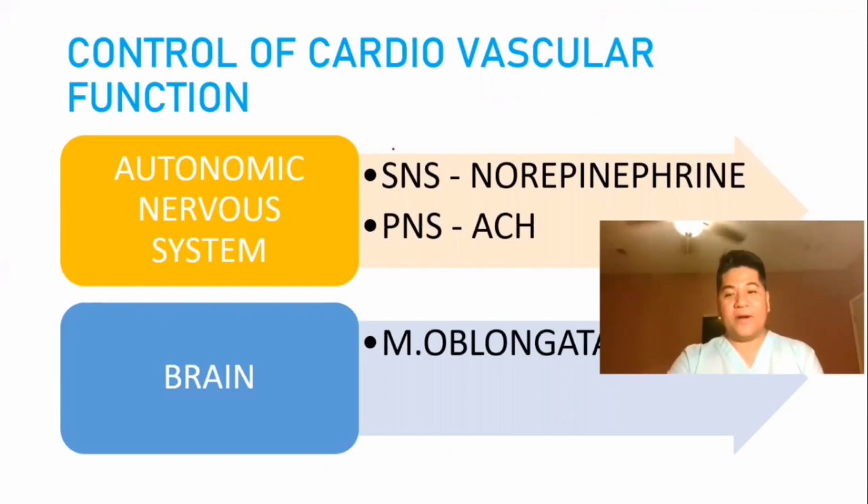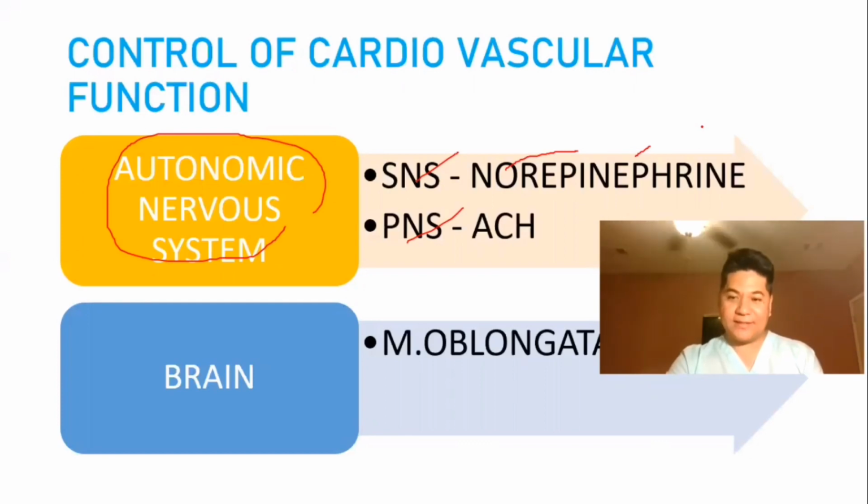Okay, then next is the control of the cardiovascular function of our heart. Primarily, of course, by the autonomic nervous system, which is your sympathetic and your parasympathetic nervous system. Now, the sympathetic nervous system will release norepinephrine and epinephrine from your adrenal medulla, such as your catecholamines. Remember, this is the adrenal medulla, because the cortex is your cortisol.